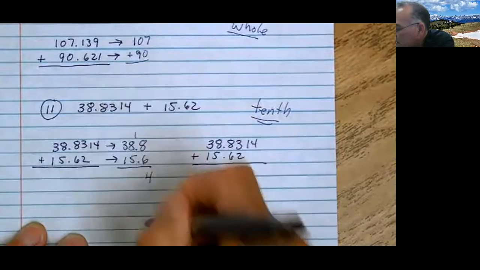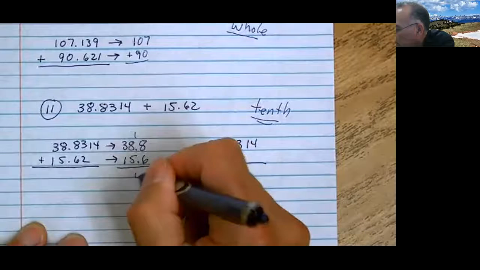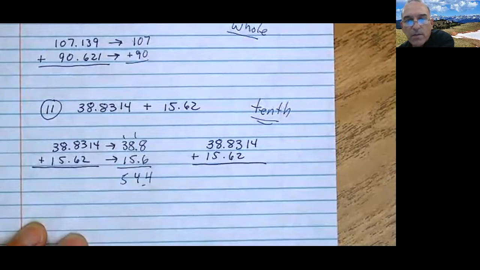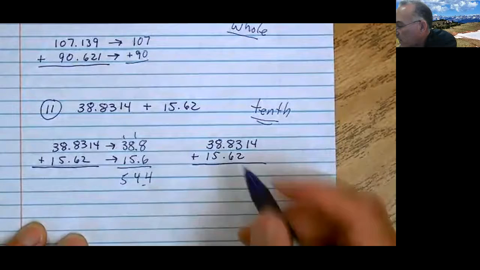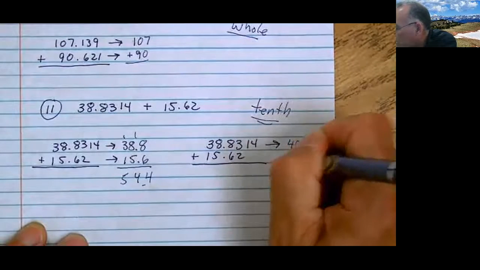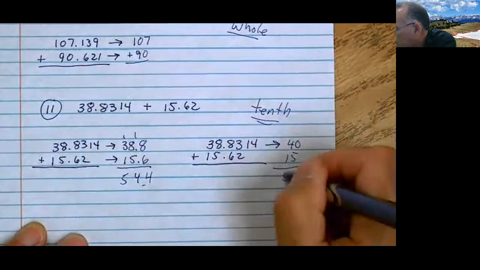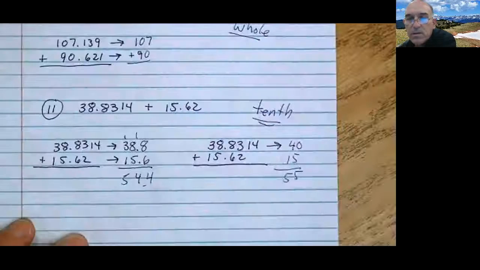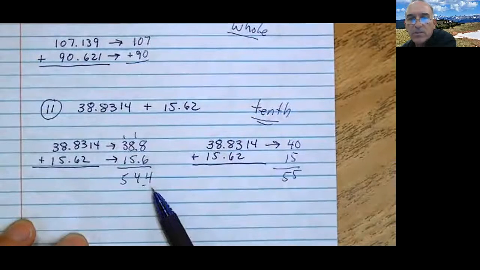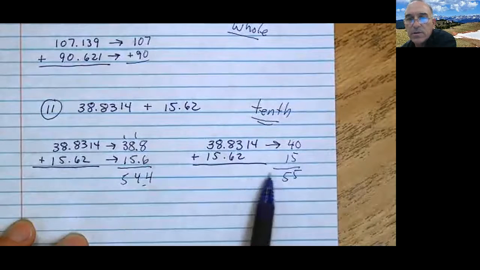But that's difficult, isn't it? 13, 14. So I'd get 54.4. That is accurate. Take a look at rounding this one. Someone else could go, I see 40 and 15, and they're done. Do you see that one? Which one's more accurate? This one. Which one's faster and much easier? This one.